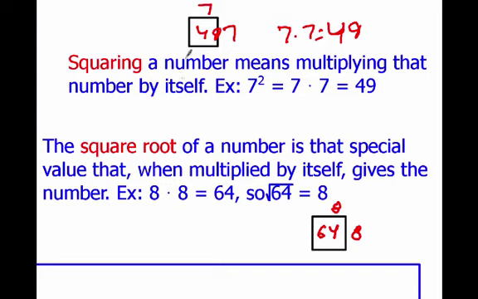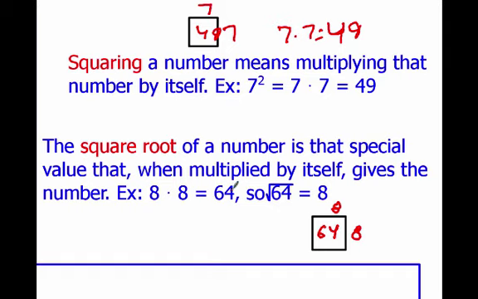So that's what it means to both square a number and to take the square root. Squaring a number is multiplying it by itself, and taking the square root is just going the opposite of that. Finding a value that when it is multiplied by itself will give us the number we're looking for.